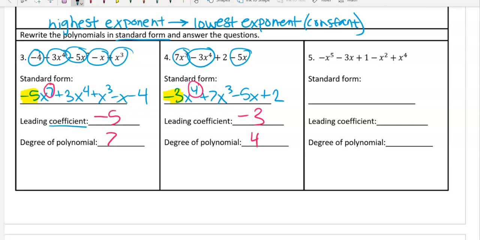I'll give you a second to try number 5 on your own. We'll give you about 30 seconds to do that. So go ahead and try number 5 on your own.